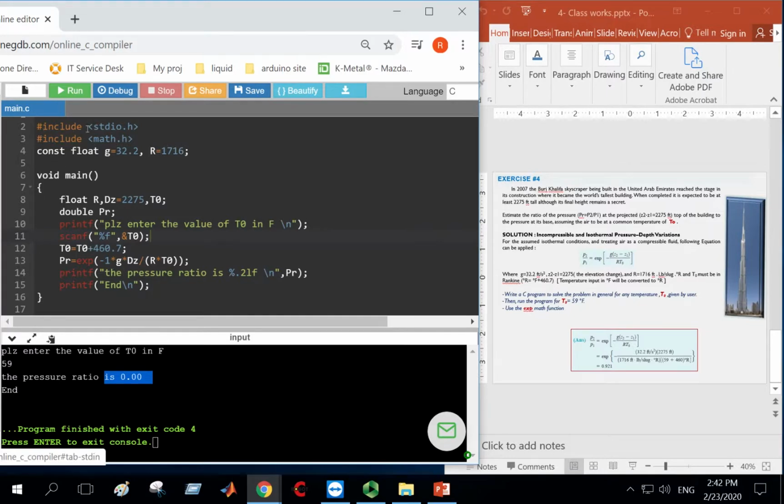Let me read again. Hash include, constant float G equals, R equals, okay, void main, okay, float R. This is the problem. We redeclared R again, so the new declaration hides the old declaration. So the current value will be 0, but the value should be 1716. This is why. So we have to remove it from here because it is a global. It should be declared outside the main once. Now run the program again. Write 59 and see the result. The pressure ratio is 0.92 as you see here. Thank you so much.